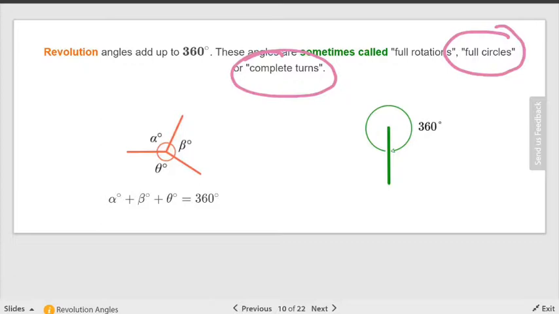If you make a complete turn, that means you're facing one way, you turn around until you're facing that same way again. They're all different names for revolution. Complete turn or full turn, same thing. Full circle. All of those add up to 360 degrees.